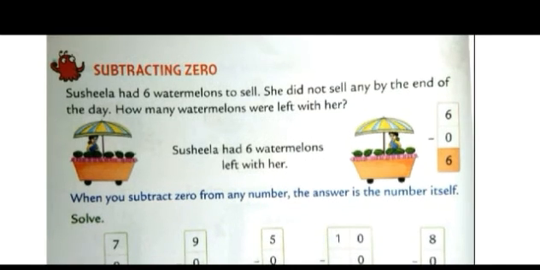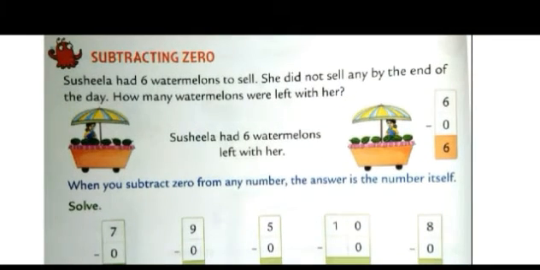Okay. So Sheila had 6 watermelons to sell. She did not sell any by the end of the day. How many watermelons are left with her? So she had 6 watermelons, but at the end of the day, she could not sell any. That means 0. Okay, so how many are left with her? The number itself, because she had not sold any watermelons the whole day.